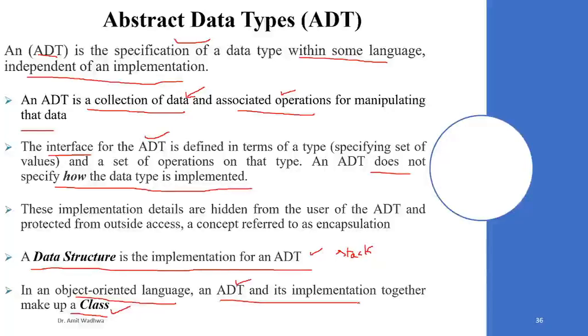If we take the generic structure of a class, it is moreover like an abstract data type in which implementation details are hidden from the user and protected from outside access, which is referred to as encapsulation in object-oriented languages like C++. In C++, you will find this encapsulation mechanism. An example of encapsulation will be your class, and once the class is implemented, we are able to implement the abstract data type. So this is moreover the introduction to abstract data types, and the difference between data structure and abstract data type. So that's all for today.